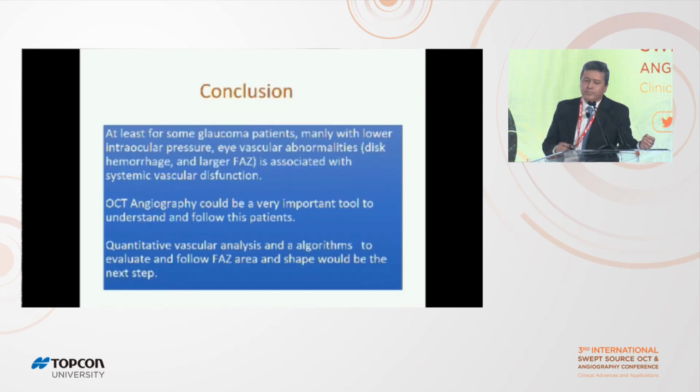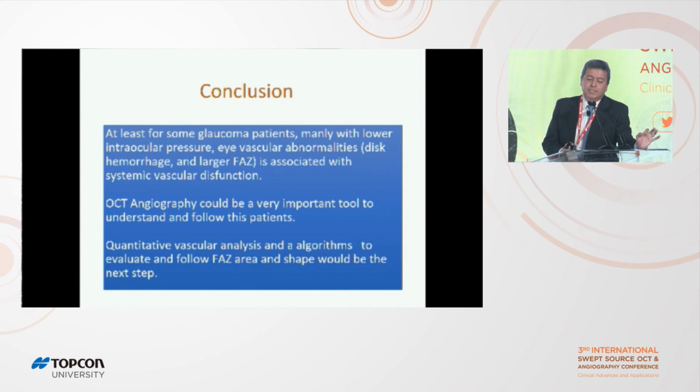So at least for some patients, mainly with lower intraocular pressure, high vascular abnormality like disc hemorrhage and large foveal avascular zone is associated with systemic vascular dysfunction. We don't know how to treat this patient. We just lower intraocular pressure. We don't have anything to improve the systemic vascular dysfunction that this patient might have. OCT angiography could be a very important tool to understand and to follow these patients.